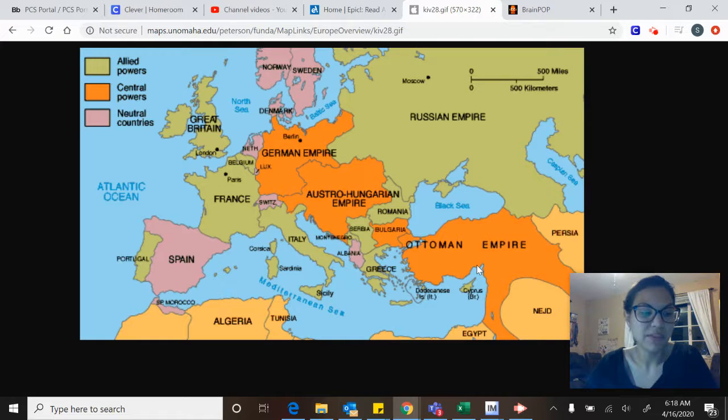Also, this war started based on the assassination, and if everyone looks at the screen now with my mouse here, of the emperor of the Austro-Hungarian Empire, and his name was Archduke Franz Ferdinand. All right, and he was assassinated by someone from Serbia. So initially, the conflict was between the Austro-Hungarian Empire and Serbia, all right?